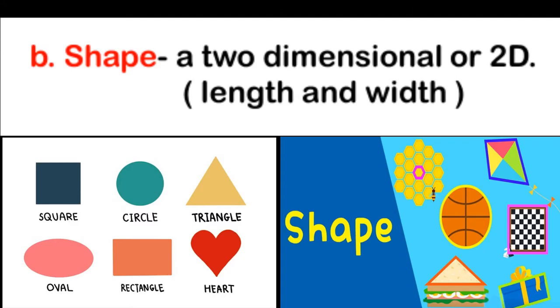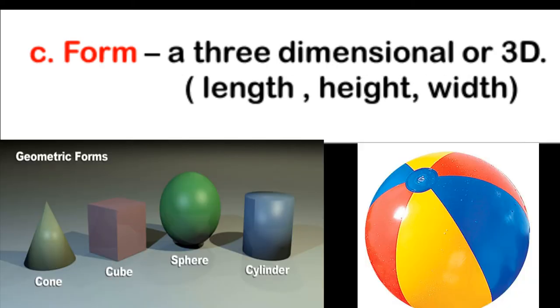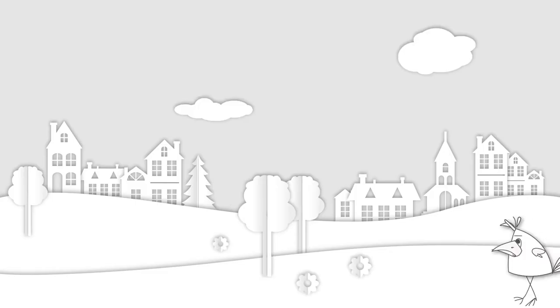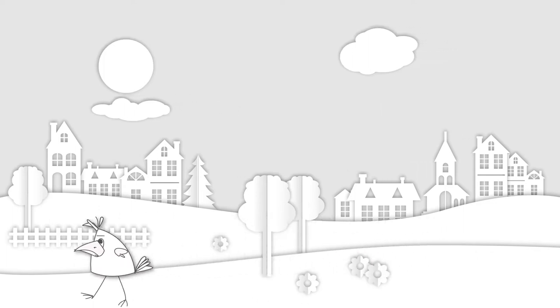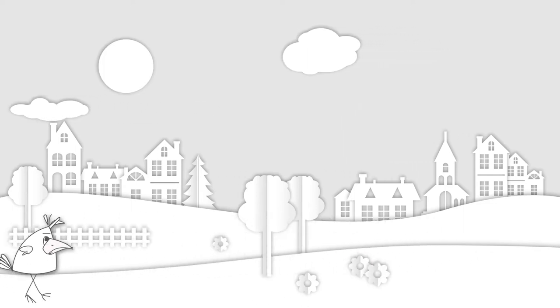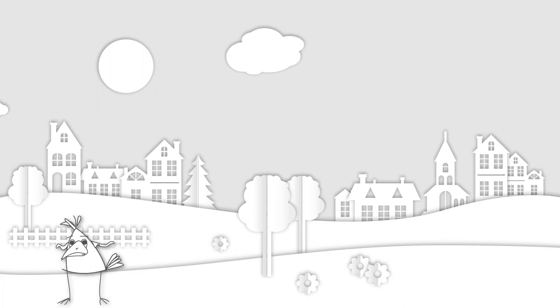Next is shape. Shape is two-dimensional or 2D. It has length and width. Letter C is form, which is three-dimensional or 3D. It has length, height, and width. Examples: cone, cube, sphere, cylinder. Everything we see around us is a shape or a form. Shapes and forms define objects in space. What do we know about them?